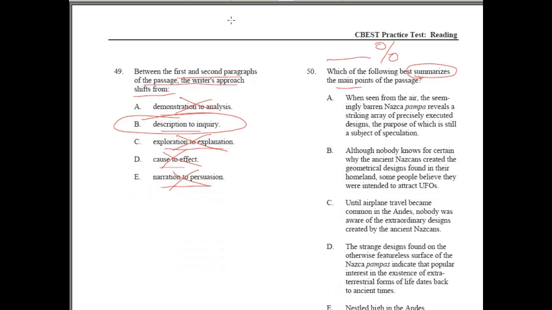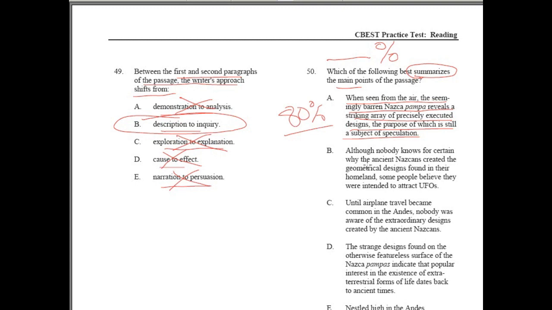Now if we look at the percentages, what was the time really spent on in here? Look at A. When seen from the air, seemingly barren Nazca Pampa reveals a striking array of precisely executed designs, the purpose of which is still a subject of speculation. I would say that 80% of the paragraph was spent on that. That's a strong contender.